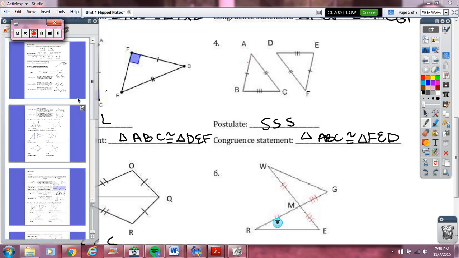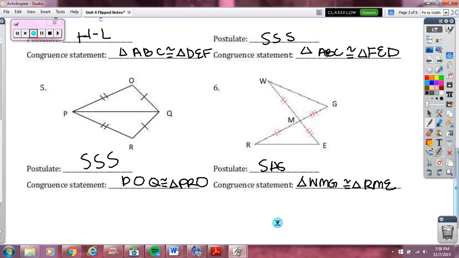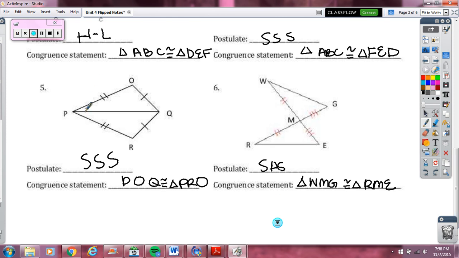Alrighty, so let's check your answers, see how you did. Whoa! Number 3 should be hypotenuse leg because it's a right triangle. Number 4 should be side, side, side. Down at the bottom, it's a little tricky. On number 5, these two triangles actually share the side PQ. So side, side, side.